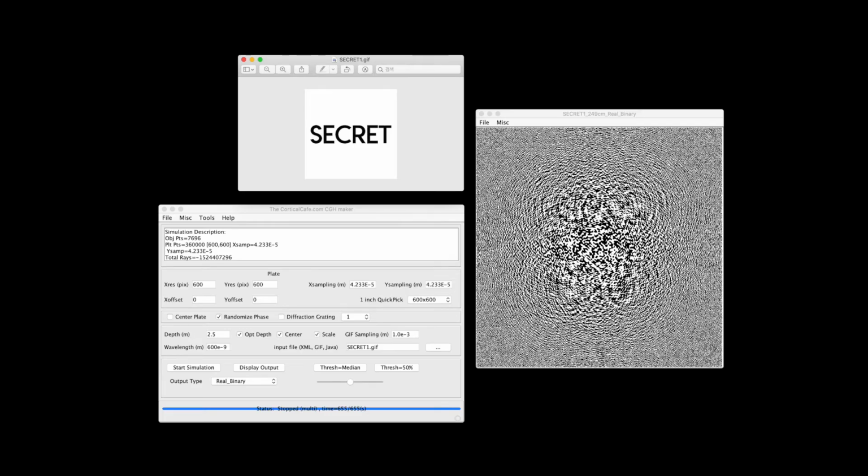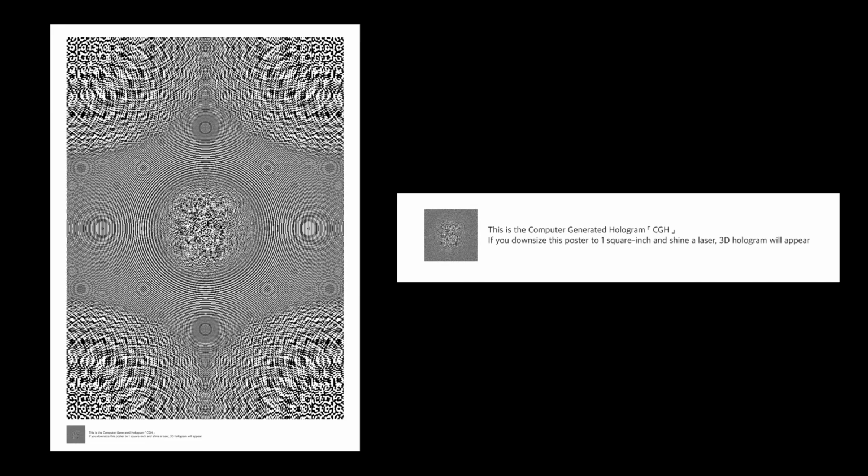And I tried converting the word secret. I chose it because you cannot see it unless you put the laser to it. And I designed this poster. The secret word is in the center, and in the bottom there are instructions on how to read it.